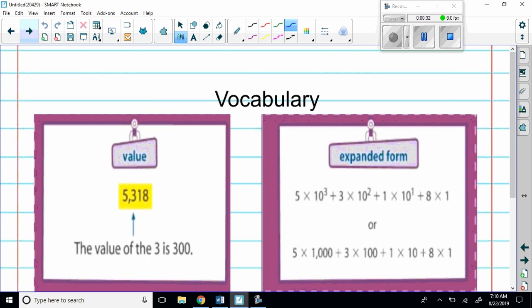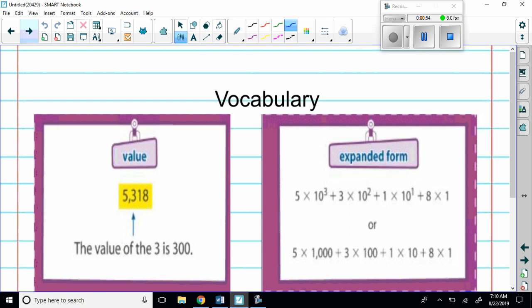For our vocabulary today, the first word is the word value. This shows an example number of 5,318. The value of the 3 is 300 in this problem. So I would write this out just like you see it in the purple box.